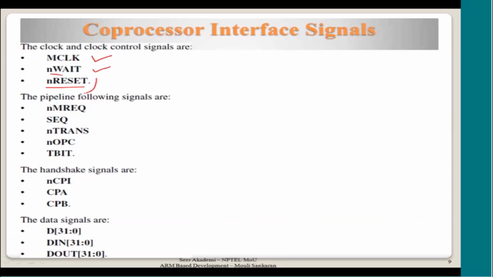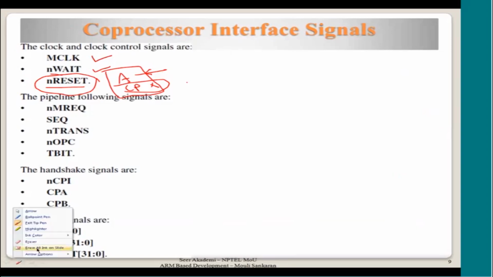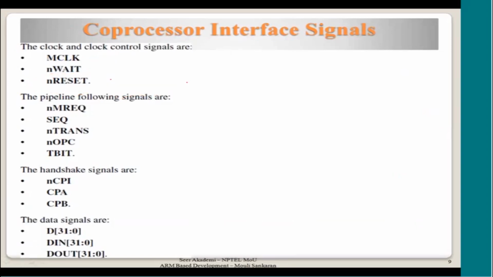And reset, please. Reset is not only going to the ARM core, it also goes to the coprocessors, because the coprocessor is executing something along with ARM. If reset is given to only ARM and not to the coprocessor, then the coprocessor will not know that a reset is given. So this reset signal has to be given to all of them. So reset is given, which means the coprocessor also looks at the reset signal.